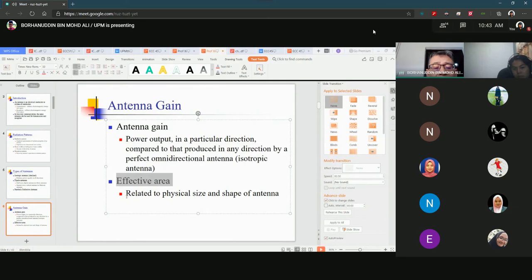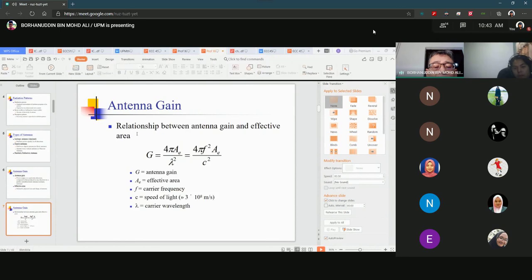Effective area, so this is also considered. The effective area of the antenna is related to the physical size and shape of the antenna. So the largest antenna element here, for example, is the effective area. You have to multiply it against this as well. Antenna gain, effective area, and this one we have seen, the relationship between antenna gain and effective area. So the gain times the effective area, and this is what you get.